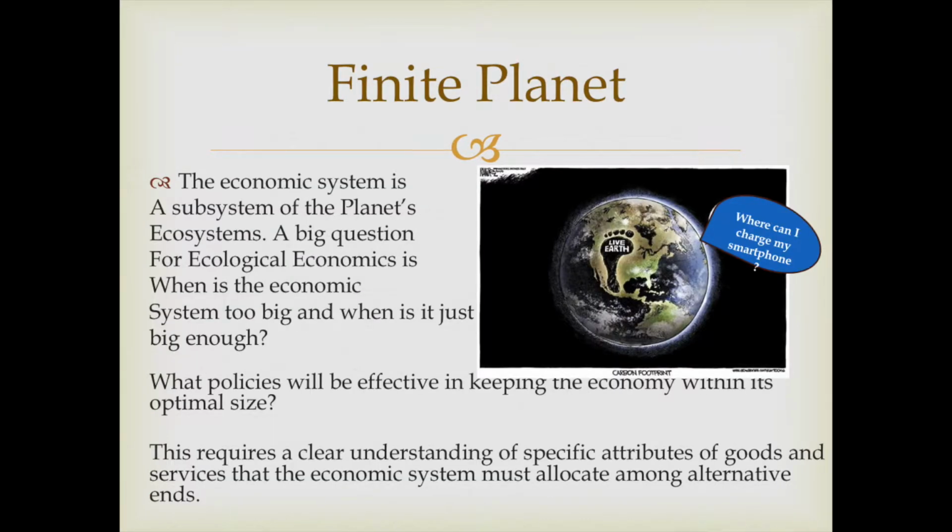The economic system is a subsystem of the planet's ecosystem, and this perspective implies a big question for ecological economists. Just when is the economic system too big for the system that contains it? And when is it just big enough? And what policies will be effective in keeping the economy within this defined optimal size?